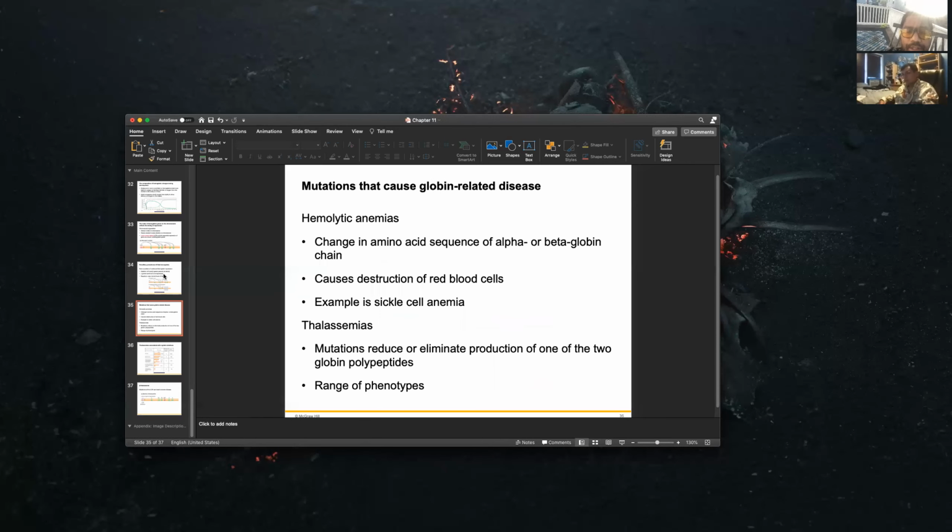All right. These are mutations that cause globin-related disease. There are hemolytic anemias, which come from a change in the amino acid sequence of the alpha or beta globin chain and cause destruction of red blood cells. An example is sickle cell anemia. And there are thalassemias, where the mutations reduce or eliminate production of one of the two globin polypeptides, and there's a range of phenotypes.